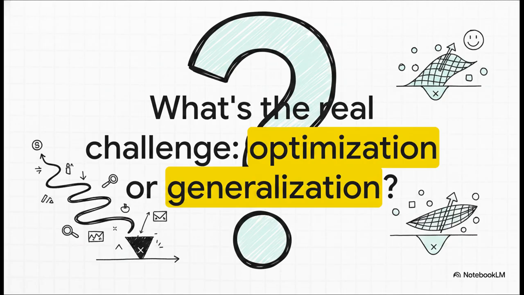And that leaves us with the real challenge in deep learning today. Is the hardest part the optimization, just the mechanics of finding the bottom? Or is it generalization, the art and science of finding the right bottom?